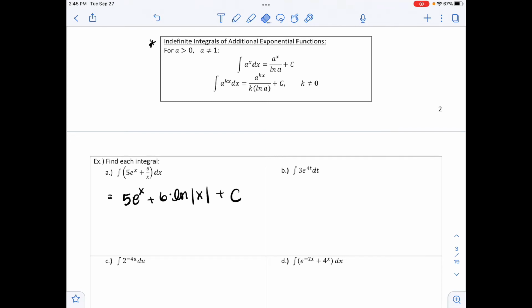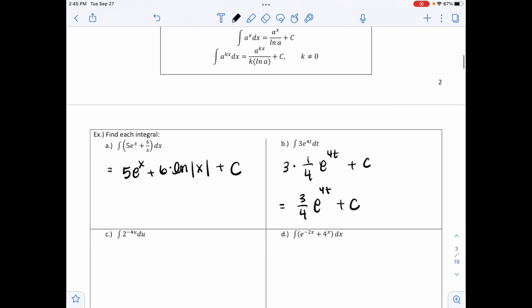Part B says the integral of 3e to the 4t dt. And so for this, what we're going to have is 3, which is our constant, times 1 over 4 e to the 4t plus c. And so rewriting this, we can have 3/4 e to the 4t plus c.